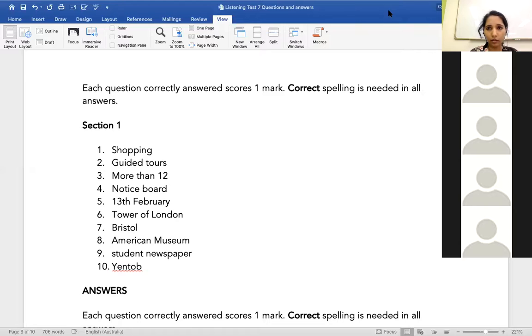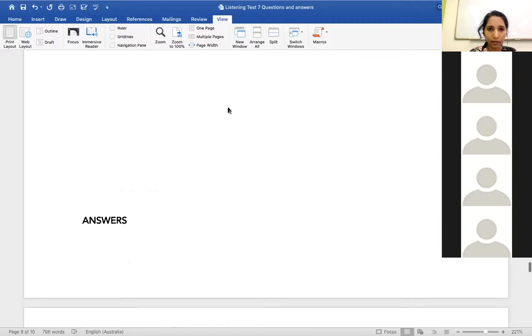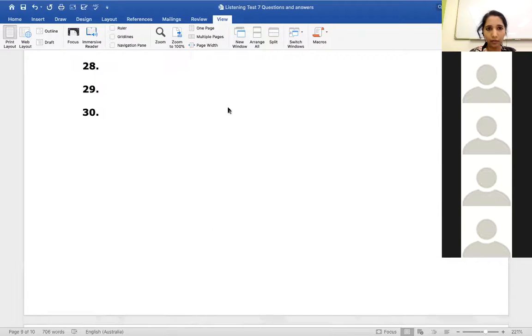Okay, so someone has posted their answer. Jitin has posted shopping, guided tours, 12, notice board, 13th February, Tower of London. Oh, well done. Then why did you ask London Tower? Well done. 10 on 10. And Raman has also got 10 on 10. Lovepreet has also got 10 on 10. No, I just joined you guys after the 5th question.